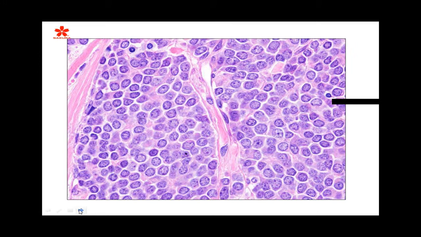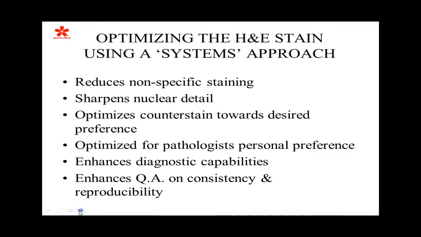Once again, balance of coloration. We've seen this. You can see the nuclear detail, very clear and very crisp, very sharp. So when we look at our slides, this is what we want to look for, not just to see if we see blue staining. We want to look very critically inside the nucleus. And the last thing that I want to speak about now is optimizing the H&E stain by using the system.